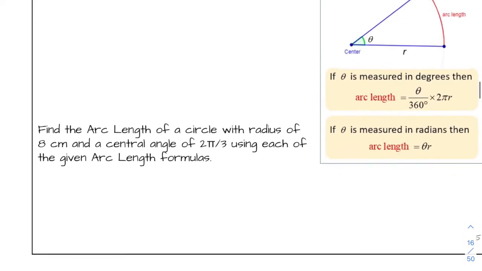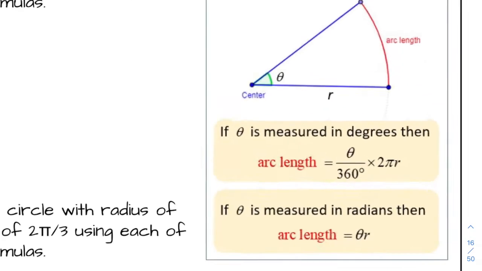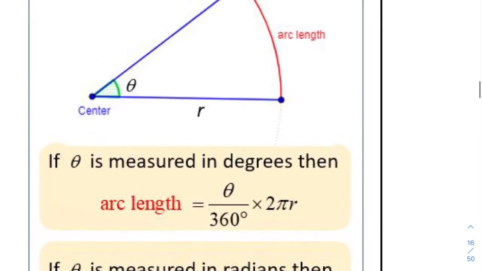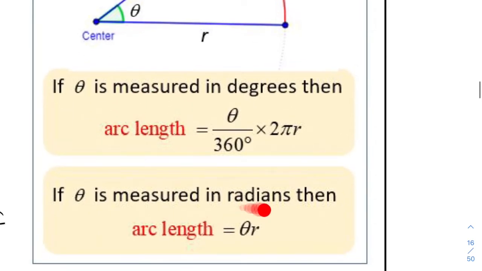Okay, this next one: find the arc length of a circle with a radius of 6 centimeters and a central angle of 60 using each of the given arc length formulas. So if something is in a degree measure, this is our arc length formula, which we had above. If something is in radians, you can just simply multiply it by your radius, because your radian times your radius will actually give you your arc length.